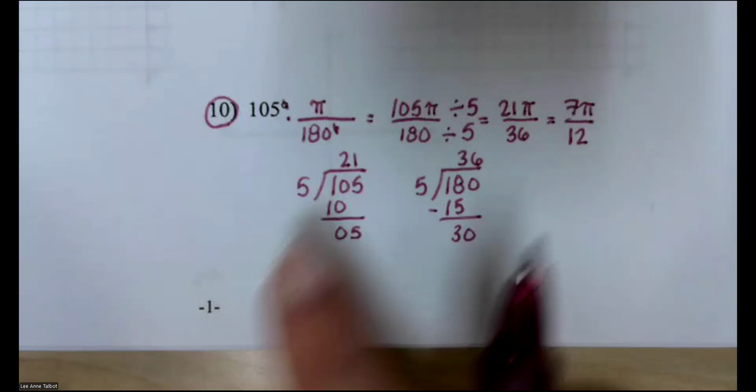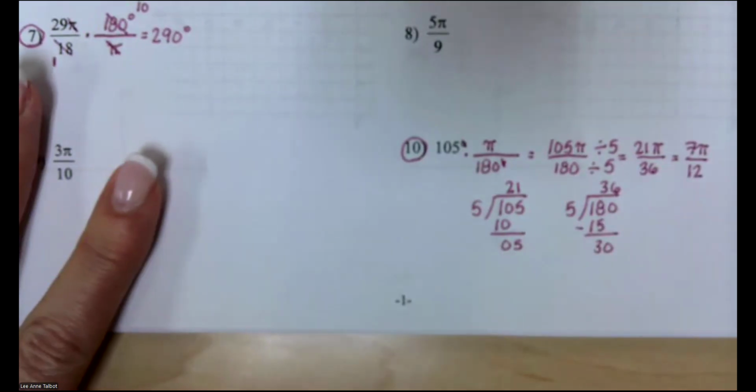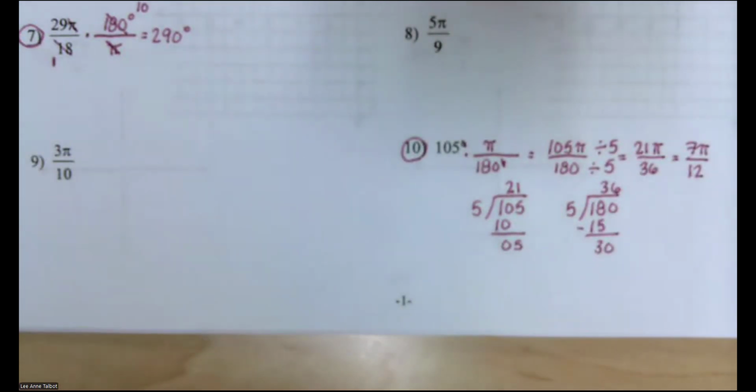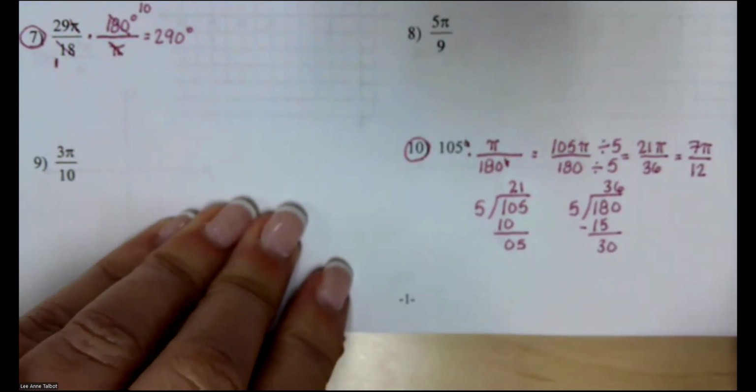Okay, but most important thing here is when do you do pi on the bottom? When do you do pi on the top? And then try to get the numbers as little as possible. Make your life easier. Okay, flip when you're ready to number 11.